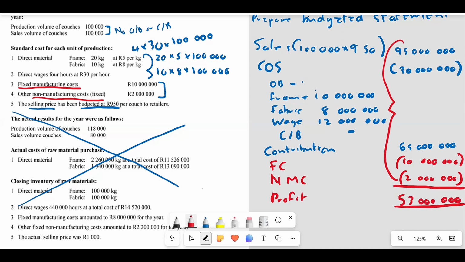And therefore, this is how you prepare a budget. It's not quite strange. It's simple, straight to the point. This was an easy topic, or an easy activity rather.